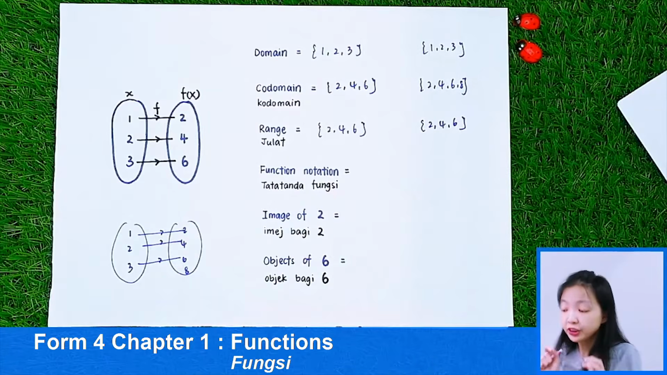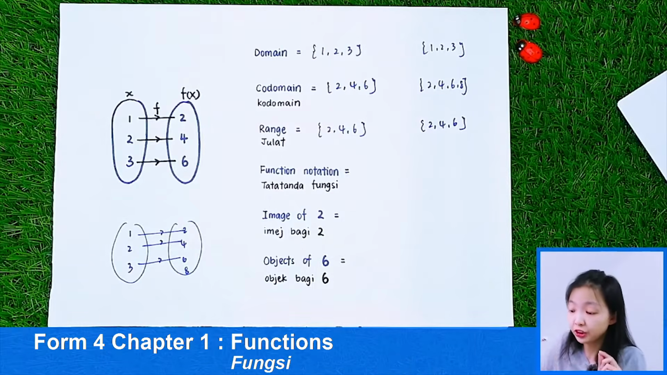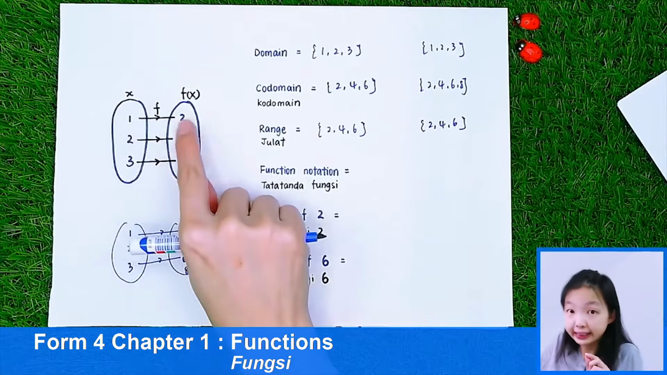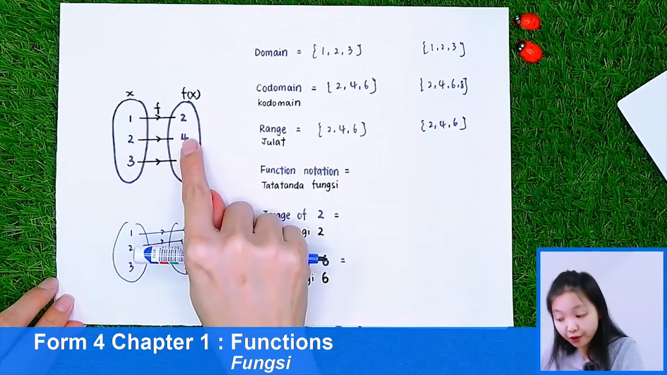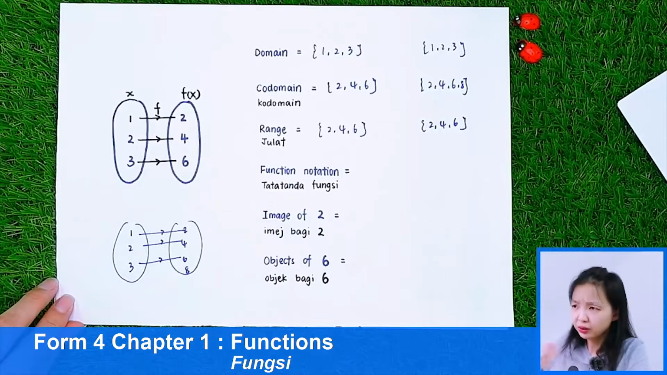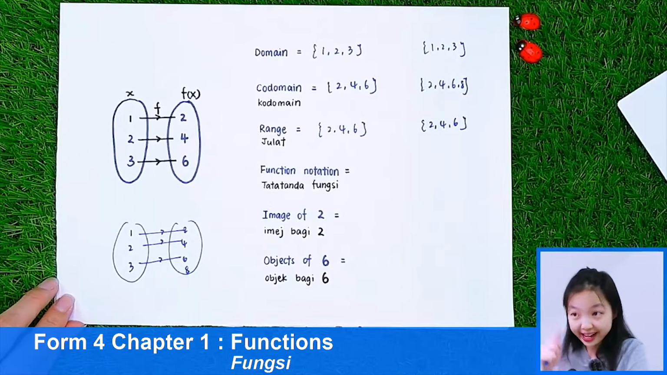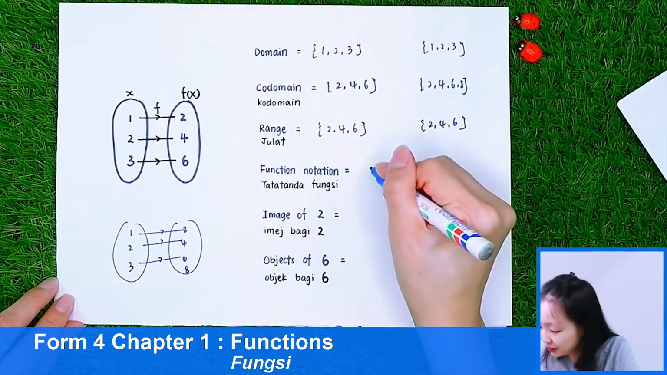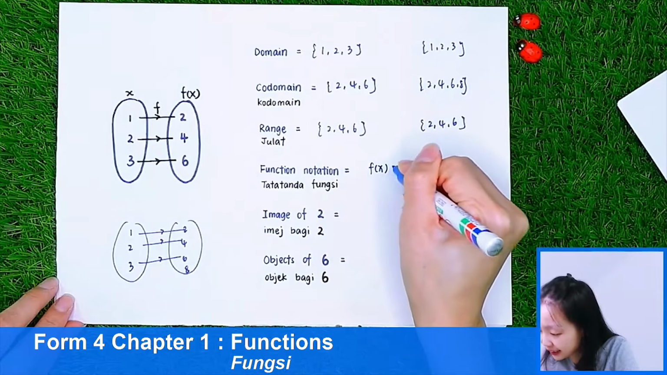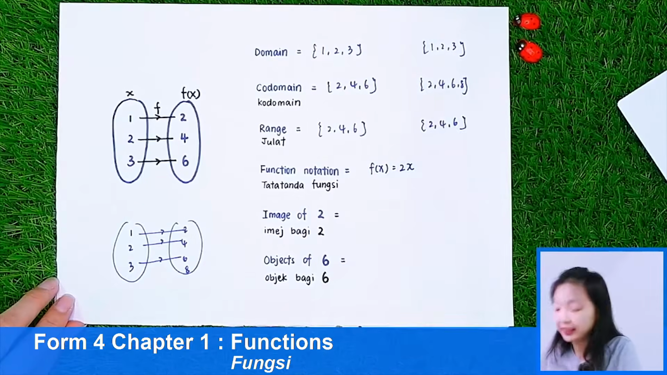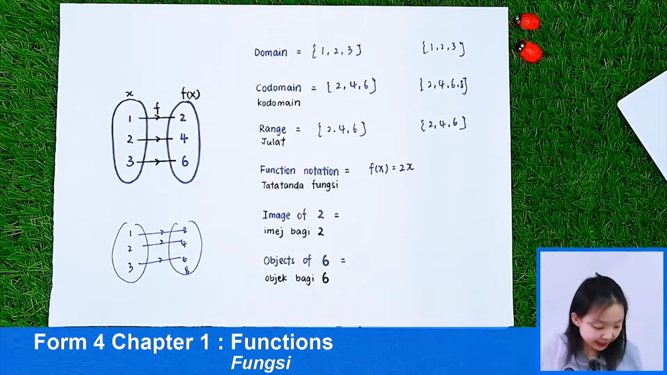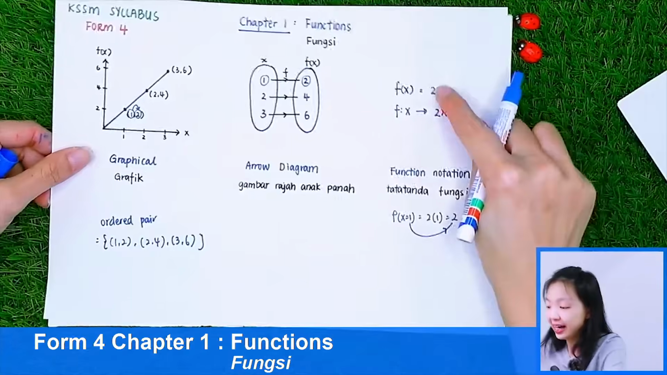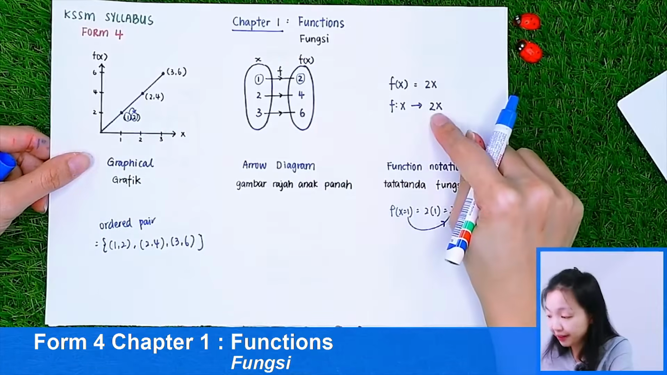For function notation, you have to see the relationship between the object and image. You see, 1 becomes 2, 2 becomes 4, 3 becomes 6. What do you think the relationship is? Times 2. So the function notation will be f(x) = 2x. This will be the function notation, which looks like this.